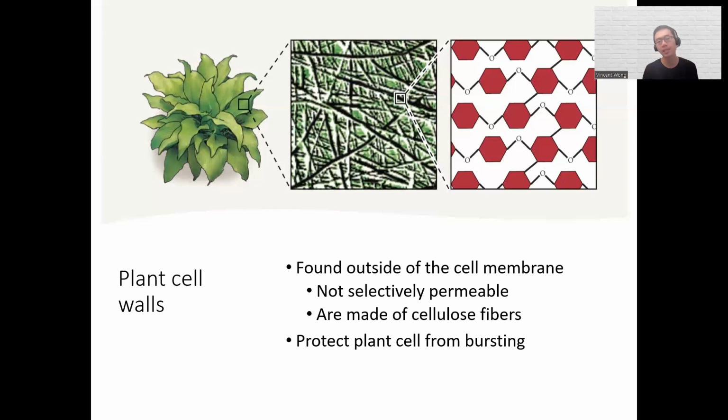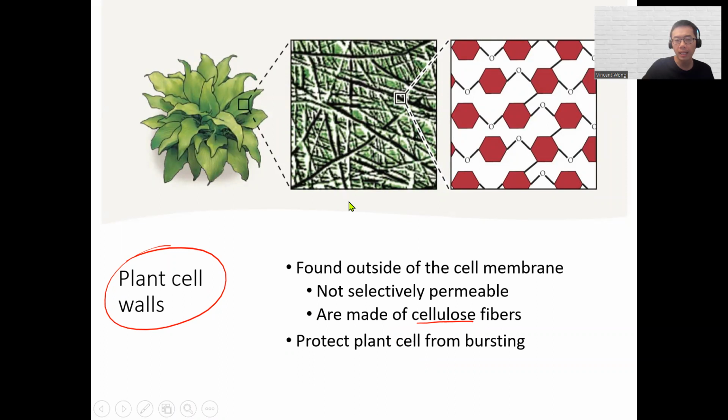But for plants, they have an additional layer of protection outside of the cell membrane, and that is the cell wall. Cell wall is not selectively permeable. Okay? Things can just pass through it without much regulation, and they are made up of cellulose fibers. Right? You learned about cellulose in lecture 2, remember? It's a type of polysaccharide. Okay? It forms the fibers of a plant, and the fibers of a plant are found in the cell wall of the plant cells. They protect the plant from bursting.